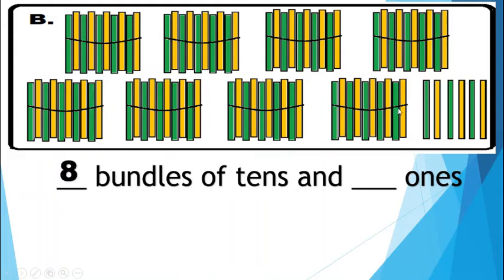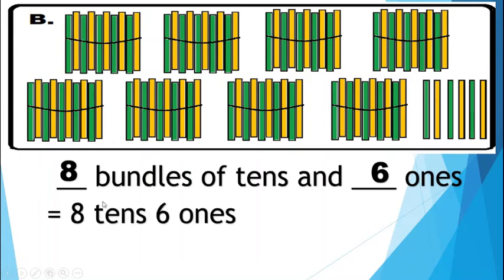So how many loose popsicle sticks are there to represent our ones? We'll count the loose sticks. 1, 2, 3, 4, 5, 6. So we have 6 loose popsicle sticks as ones. So how many tens and ones do we have in set B? Okay, as you can see in our answers, we have 8 tens and 6 ones. So how many is the total number of popsicle sticks in set B? Okay, very good. That is 86.